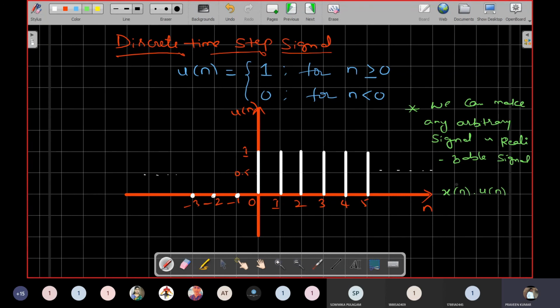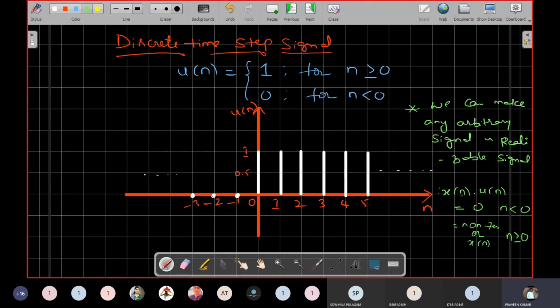When you multiply your arbitrary signal with u of n, what happens for negative time? Some non-zero amplitudes of x of n get multiplied with zeros, so the product is 0. So this product has amplitude 0 for negative times, and for positive time the values are the same as x of n. Why? Because you are multiplying with u of n, which has amplitude 1 for positive time. So 1 into x of n, you simply get x of n for positive time.